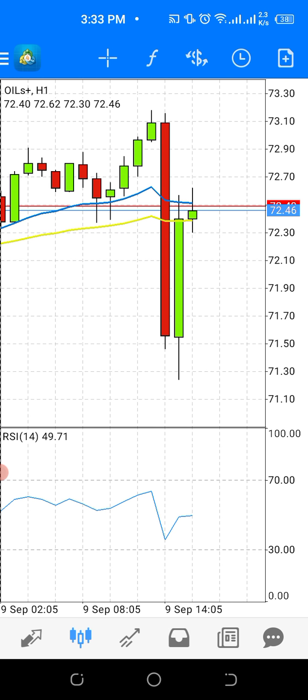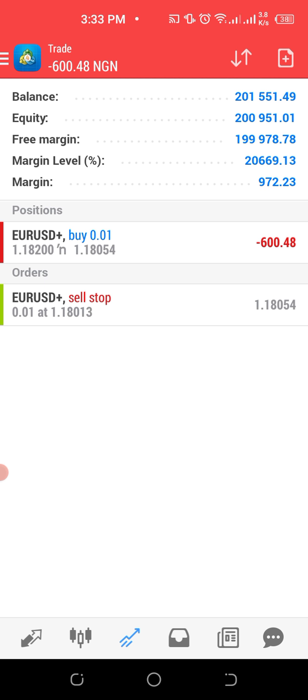So I talked about a lot of things. Let's do the next one. How's our trade going on Euro USD? Lost. It has taken us out. So it means that it's possible that our sell stop will soon trigger.